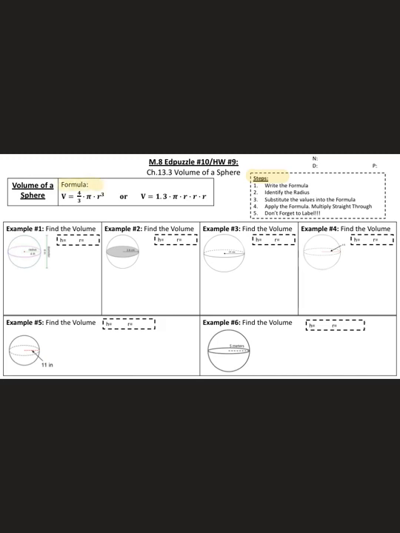It will also be posted as a PDF with this Edpuzzle, so use this as a resource so you can come back and look at the formula and the steps. Also, if you have the capability, you can print this worksheet out for yourself.